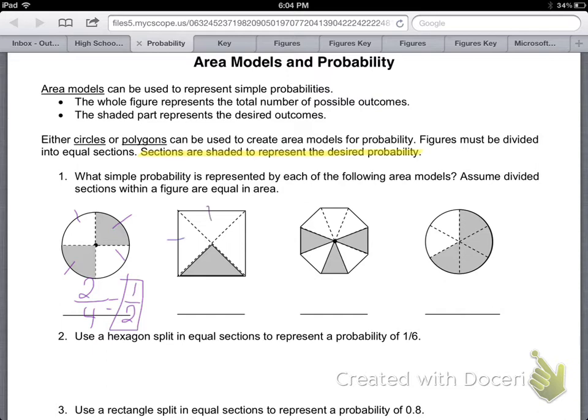Over here there's 1, 2, 3, 4. There's 4 sides again. Only 1 is shaded. You can't reduce 1/4, so you're done.